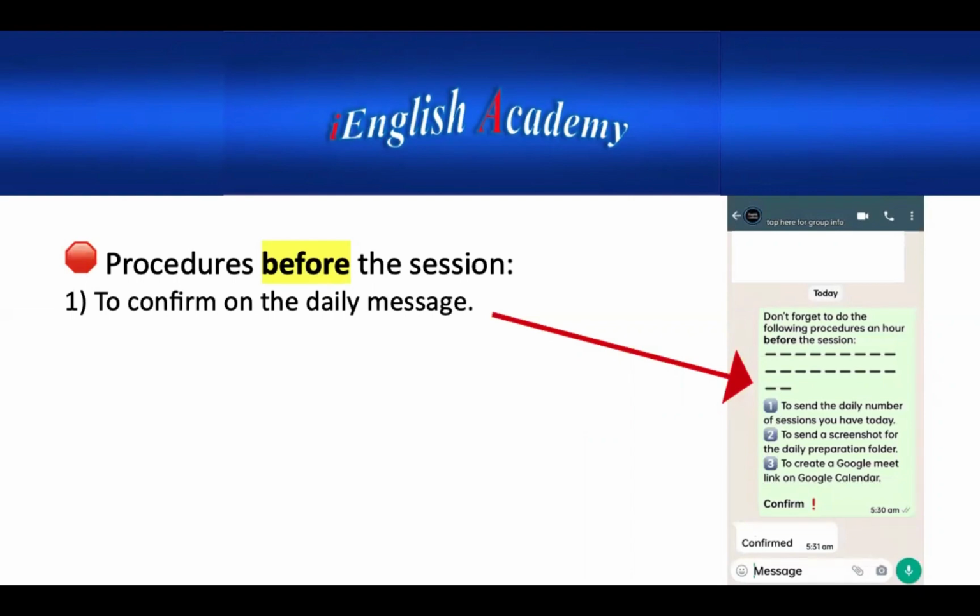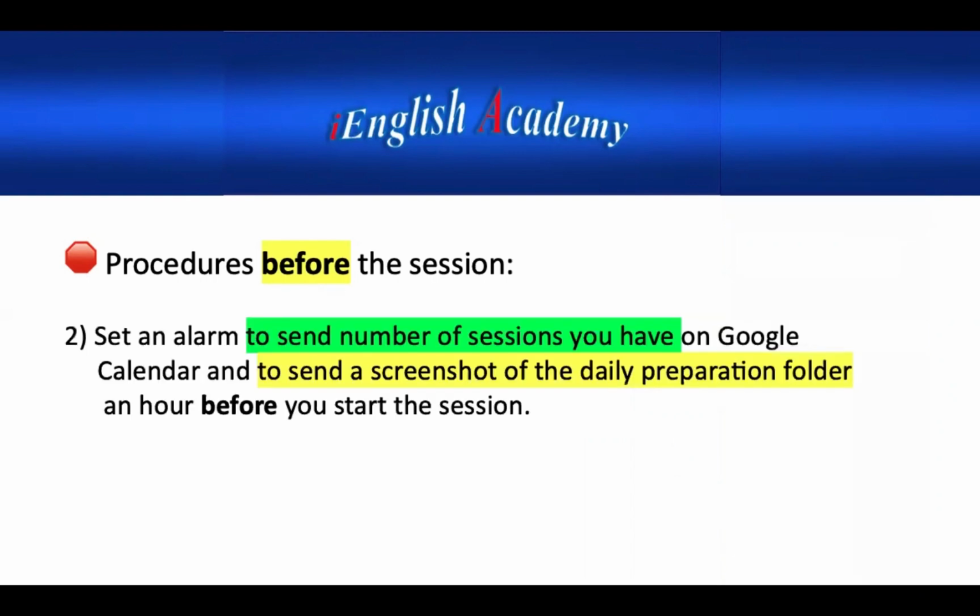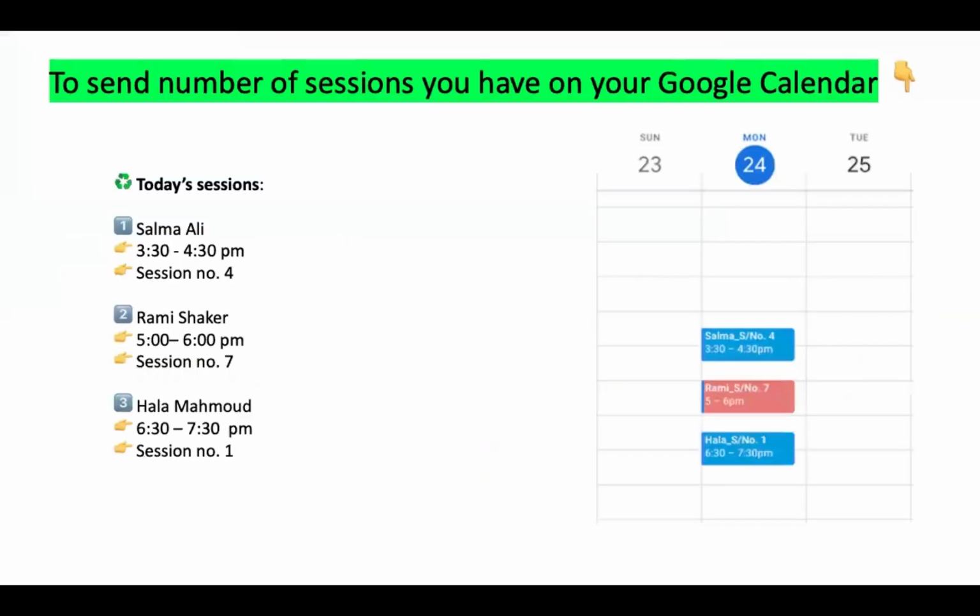Once you see this message, you are obligated to confirm, write confirmed or noted, as it's shown here. 2. Set an alarm to see the number of sessions you have on Google Calendar and to send a screenshot of the daily preparation folder an hour before you start the session. Here is an example. This is your Google Calendar. This calendar will be shared later between you and the admin's team. You know every day the number of sessions and the student's name.